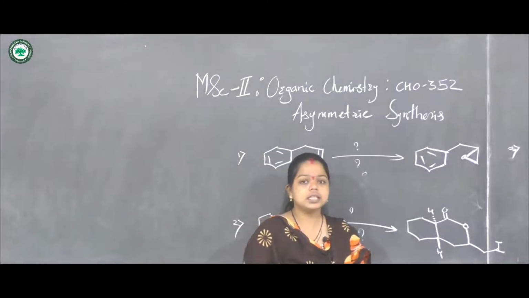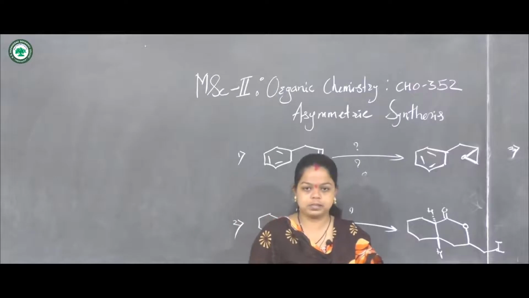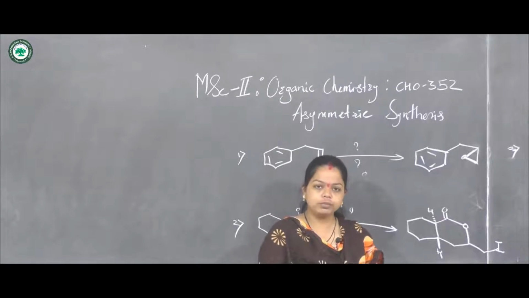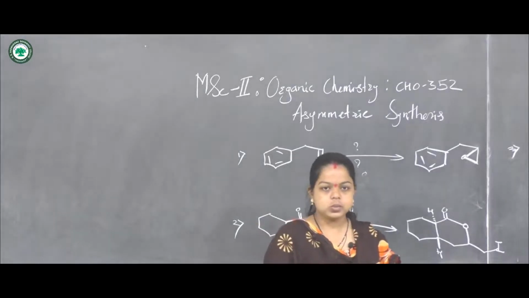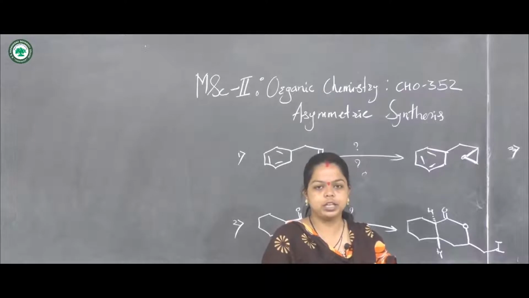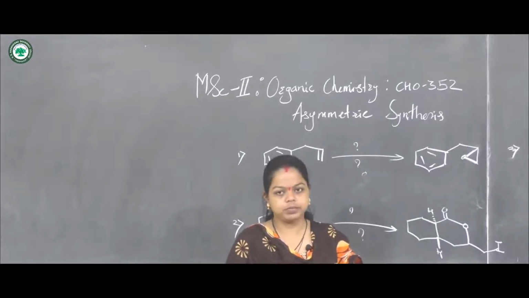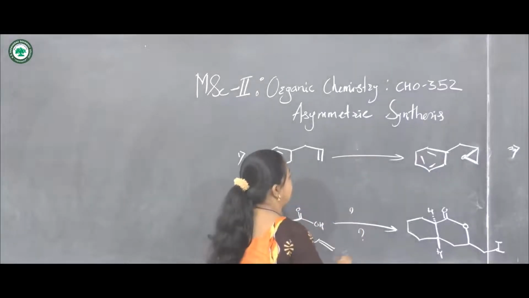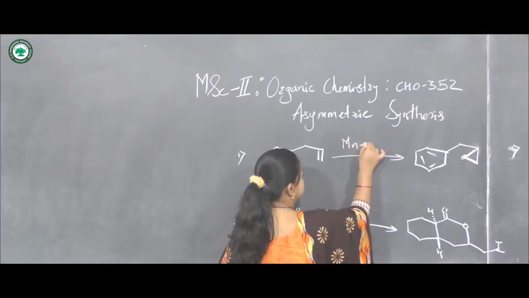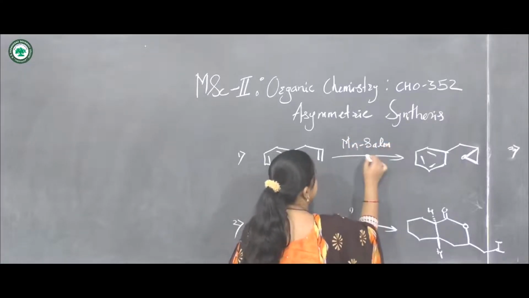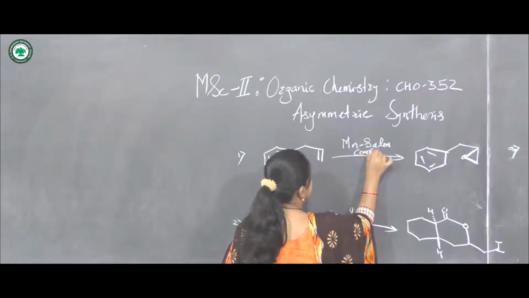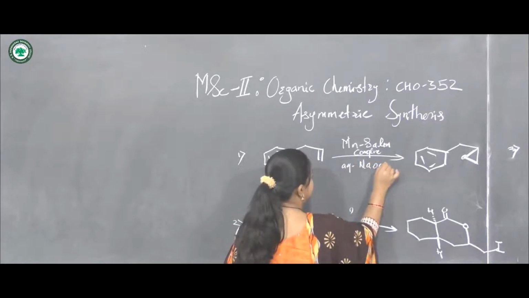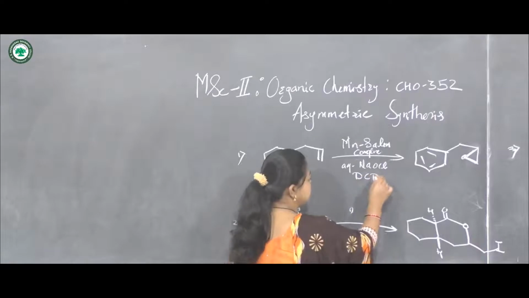Third is the manganese salen complex. With the manganese salen complex we can carry out the oxidation of a simple double bond, which can be oxidized particularly to the beta oriented epoxide. So here we can write the reagents. We can use the manganese salen complex. The condition is aqueous sodium hypochlorite, and the solvent is DCM, dichloromethane.